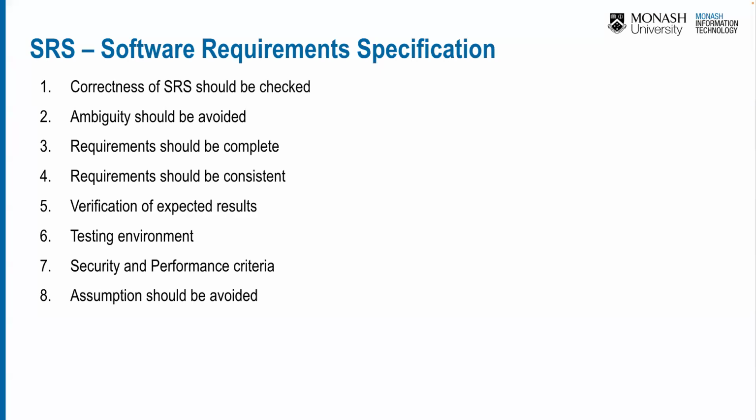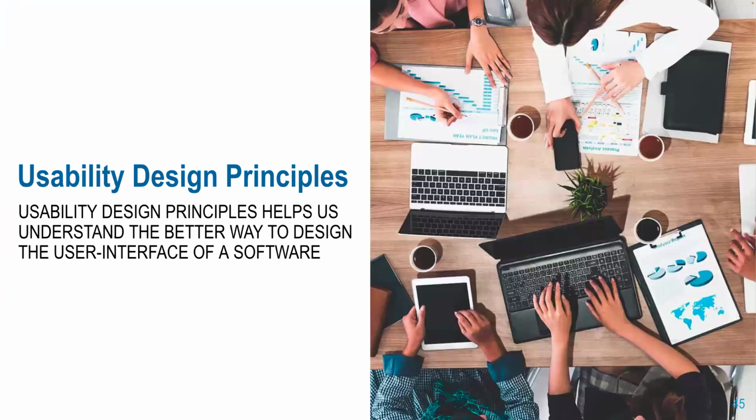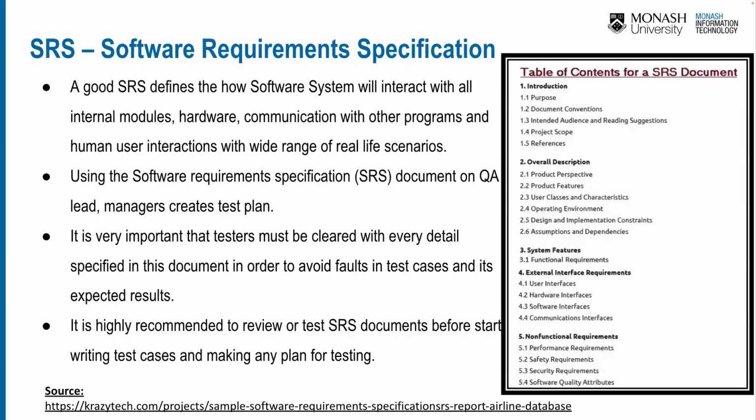And the good characteristics of a requirement specification. These are the checklists that you need to ensure are included. The first thing is the correctness of the SRS, which should be checked. You want to ensure that everything in the document is correct, not ambiguous, complete, and consistent, and you should verify and test everything. But in this unit, we will not heavily use the SRS. We're going to do it lightweight.